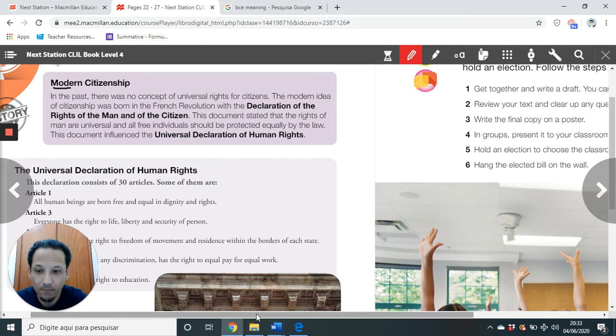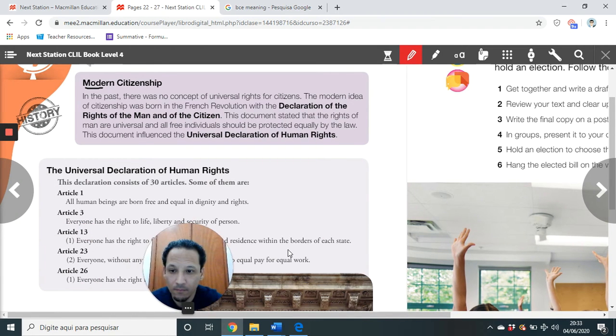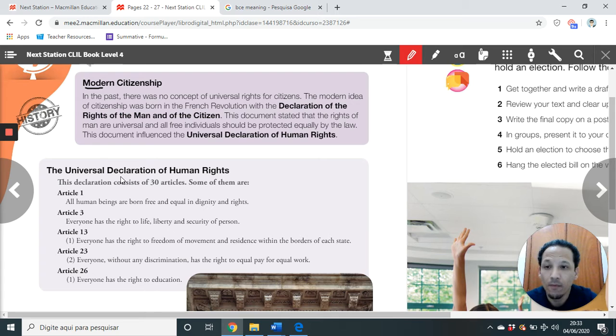Unit 4, Activity 6, Track 11. Listen and read. Modern citizenship. In the past, there was no concept of universal rights for citizens. The modern idea of citizenship was born in the French Revolution with the Declaration of the Rights of the Man and of the Citizen. This document stated that the rights of man are universal, and all free individuals should be protected equally by the law. This document influenced the Universal Declaration of Human Rights.